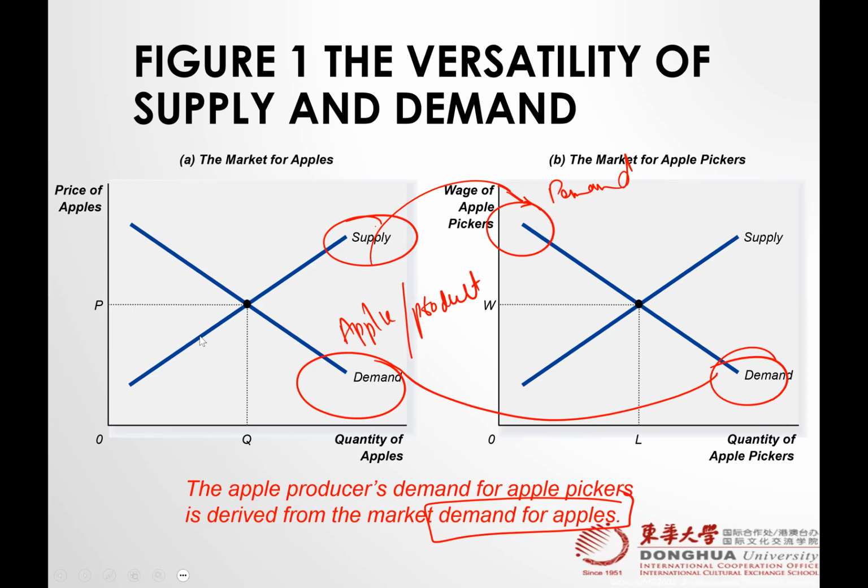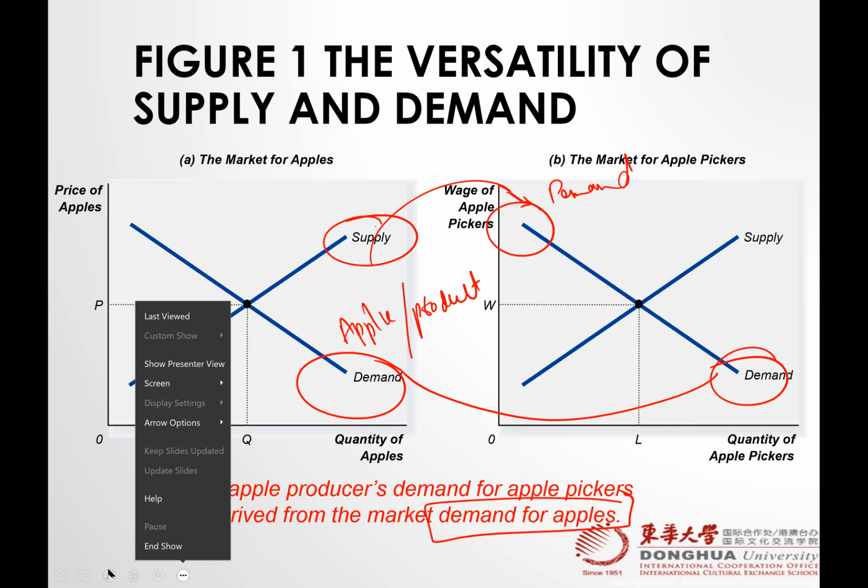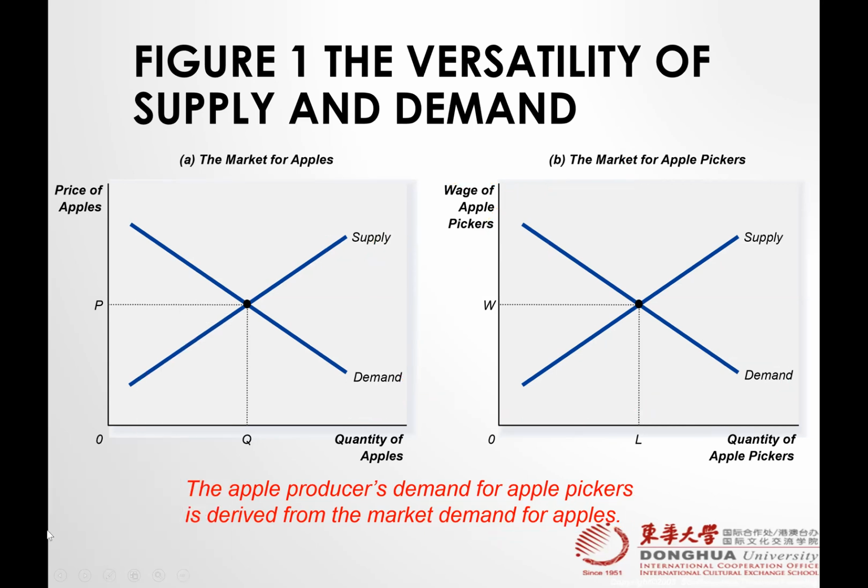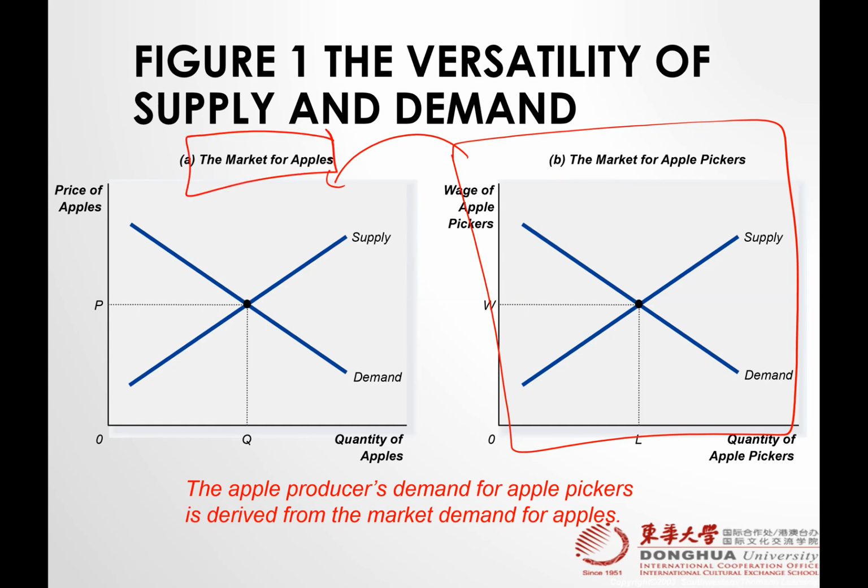So here, this is not an independent market because this market depends on the market of final products. The final product is apple. And this is the factor of production. One factor of production, that is labor, apple picker, right?